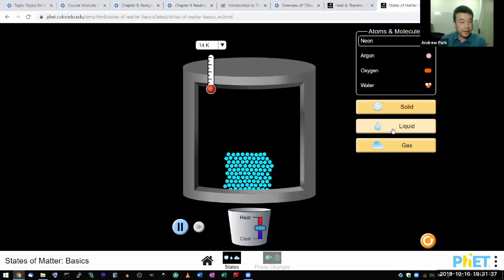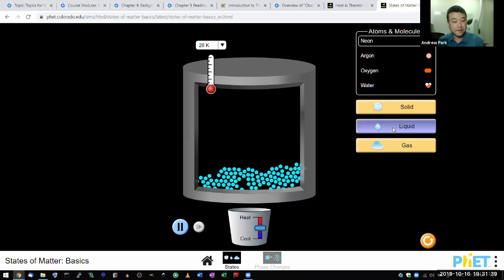You hopefully are also aware of liquids as a phase of matter. And the defining feature of a liquid is that it takes the shape of its container.